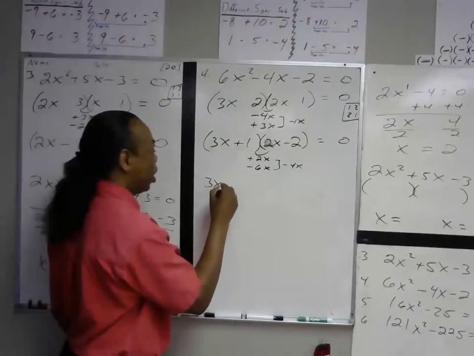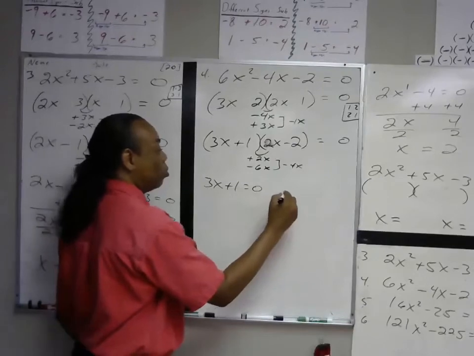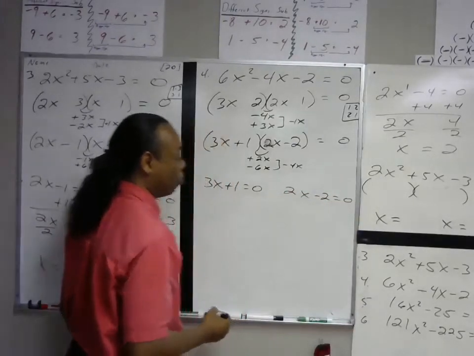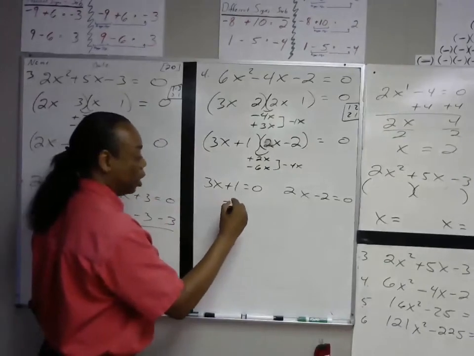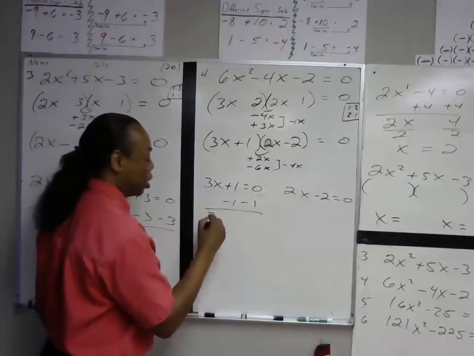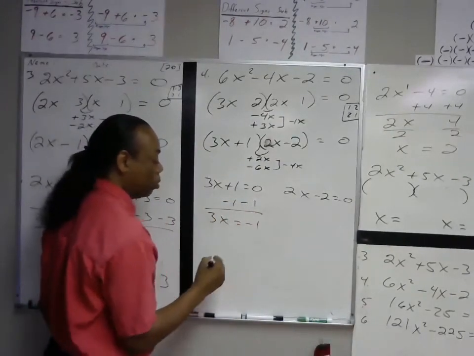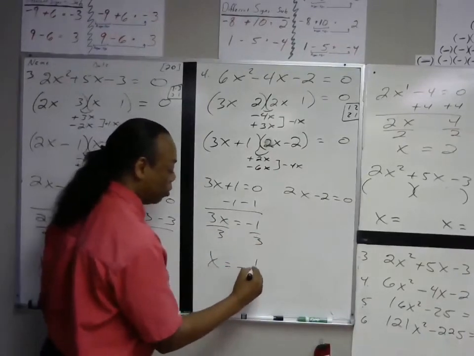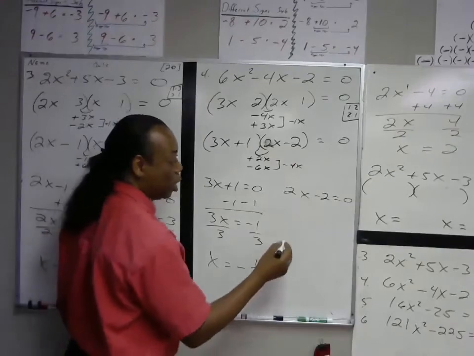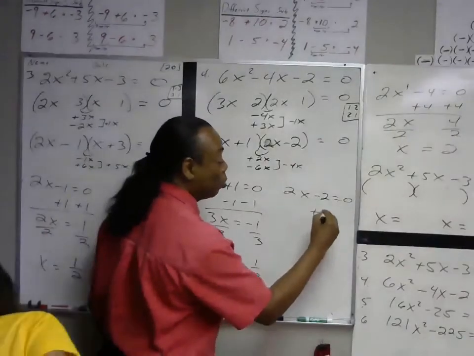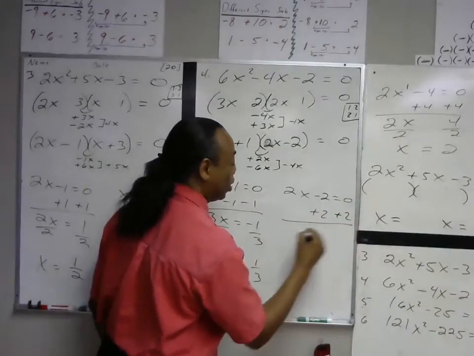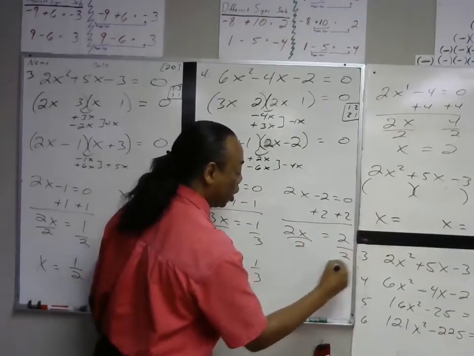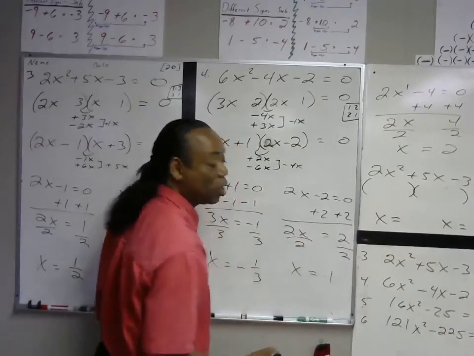We can solve 3x plus 1 set equal to 0, and 2x minus 2 set equal to 0. When I solve this, I subtract 1 from both sides, and I get 3x equals negative 1. Divide both sides by 3, we get x equals negative 1/3. Here, we're going to add 2 to both sides, and we get 2x equals 2, and divide by 2 on both sides. We end up with x equals 1.